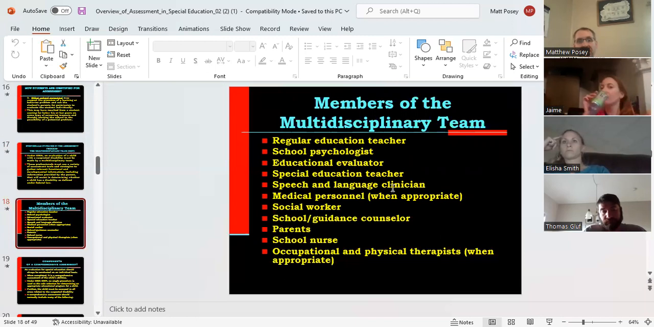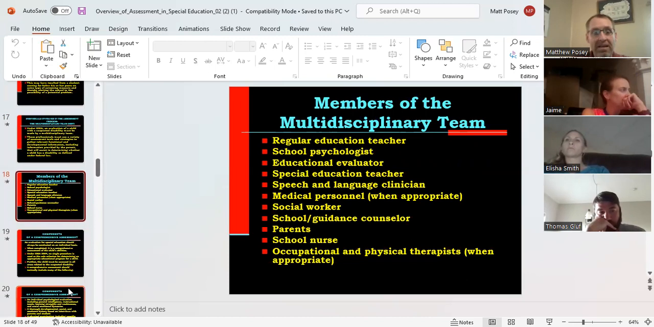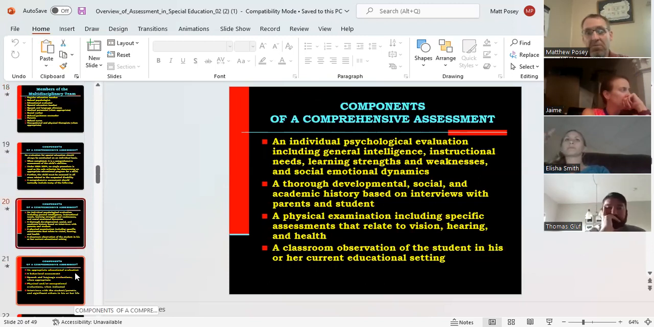It could involve your regular ed teacher, a school psych or educational evaluator, whoever's a qualified tester, special education teacher, speech and language pathologist, could have medical personnel when it's deemed appropriate, social worker, school counselor, parents, nurse, occupational or physical therapist. That's not uncommon to walk in, especially depending on the severity of disabilities that you're suspecting. And if that child's already receiving some outside services, it's not uncommon for the parents to request them to come in, be a part of that conversation, or to provide information for you.